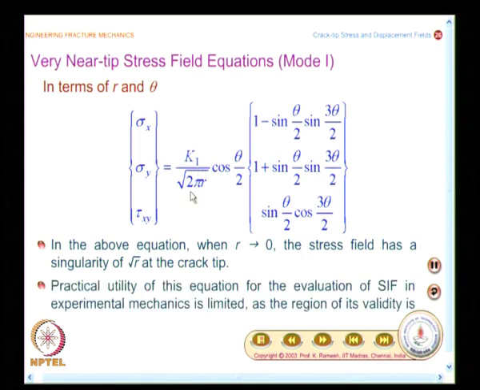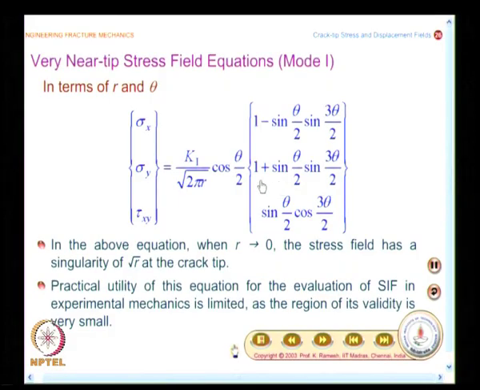You have K1 by root of 2 pi r cos theta by 2 multiplied by 1 minus sin theta by 2 sin 3 theta by 2. I would appreciate you go to your rooms and then substitute the values of capital Z and Z prime appropriately and verify whether you are able to get the final expressions like what I have shown here. The second term is 1 plus sin theta by 2 sin 3 theta by 2, and tau xy is sin theta by 2 cos 3 theta by 2, and this gives certain understanding what happens near the crack tip.